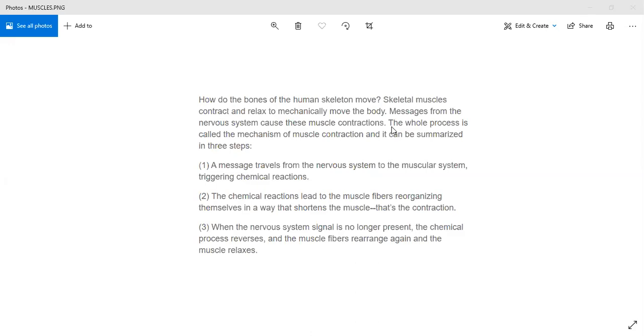The whole process is called the mechanism of muscle contraction, and it can be summarized in 3 steps. Okay, when we are using our muscles, that time the muscles are working, they are known as contraction. And when they are not working, that time we are saying relaxation. So contraction and relaxation take place when muscular energy is used. Okay, bache. Read the first point, Udita, faster.